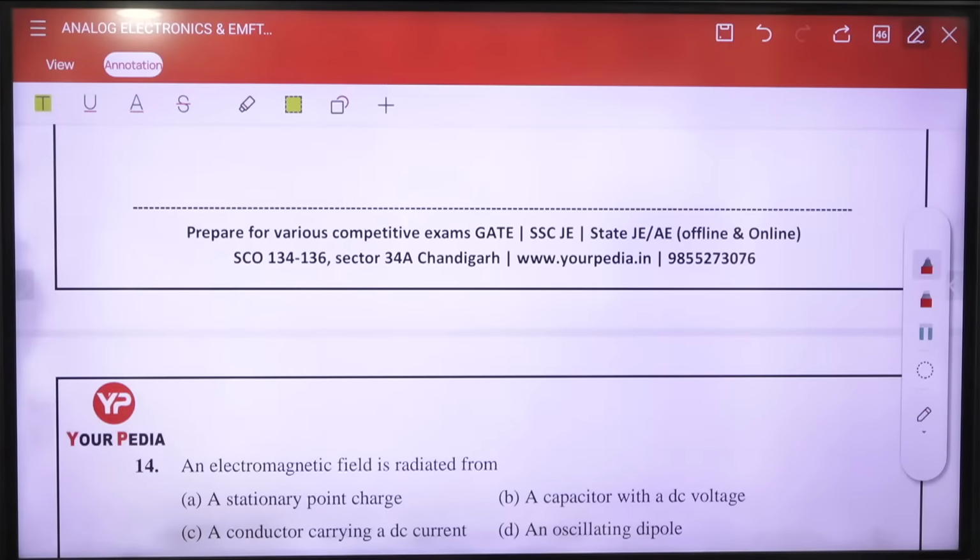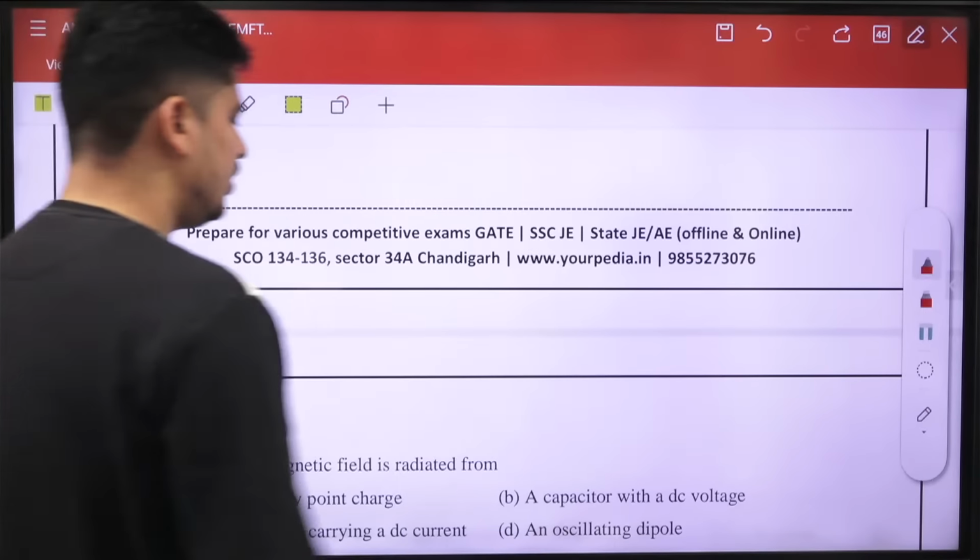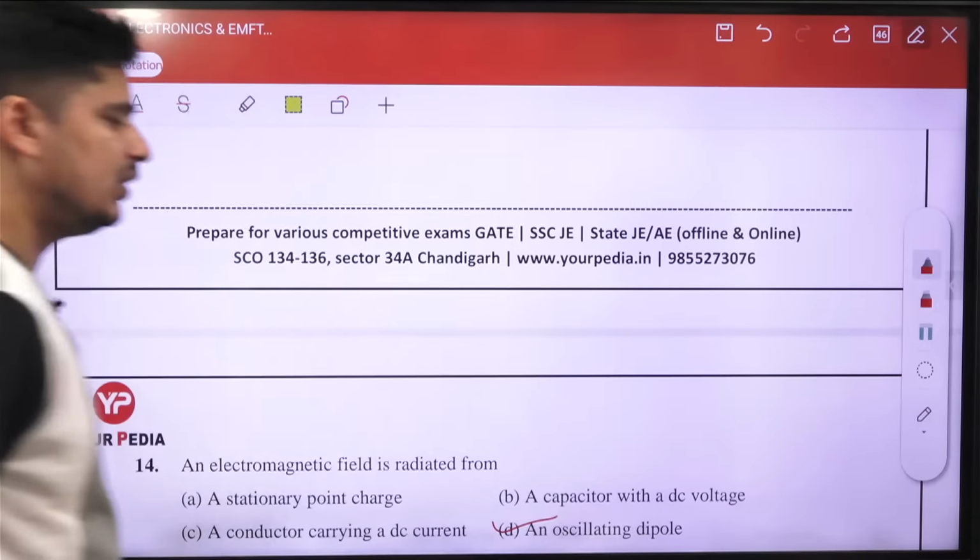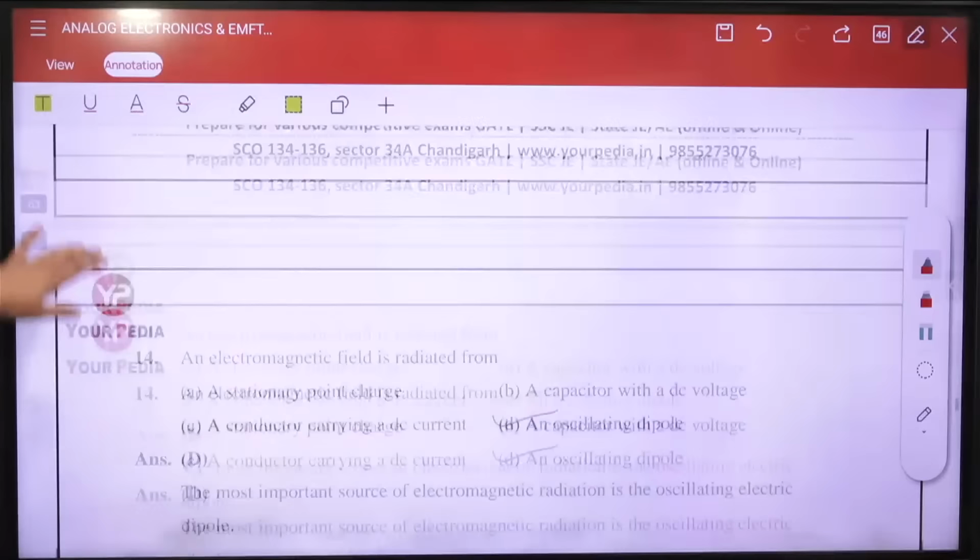Electromagnetic field is radiated from a stationary point charge, a capacitor with DC voltage, a conductor carrying a DC current, and an oscillating dipole. So basically he is talking about the electromagnetic field, meaning the EM wave. The EM wave can be generated only through the oscillating dipole.